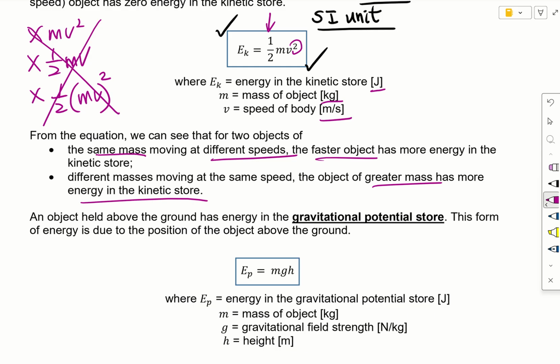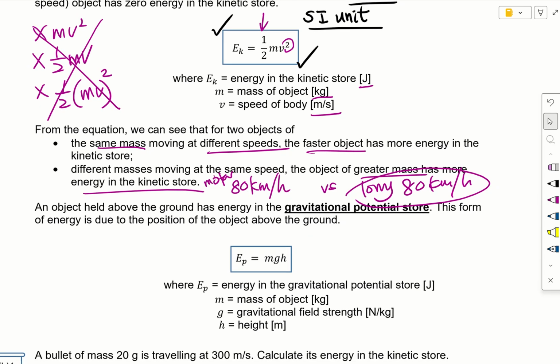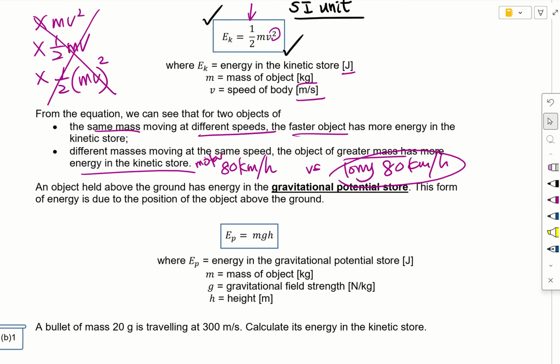Okay, so meaning to say, if I have a motorcycle moving at 80 km per hour versus a lorry which has more mass moving at 80 km per hour, the lorry is actually more dangerous if it collides with a car rather than a motorcycle, because even though they are moving at the same speed, the lorry has more mass, so it will have more energy in the kinetic store. When it collides, it will transfer all this energy to the object that is colliding, mechanically. So yeah, that's why lorries have speed limit.